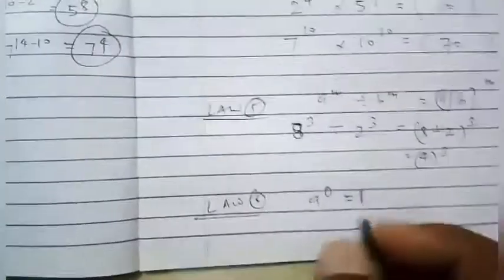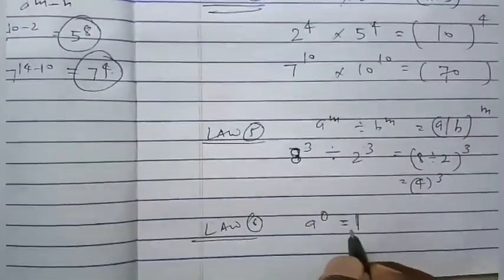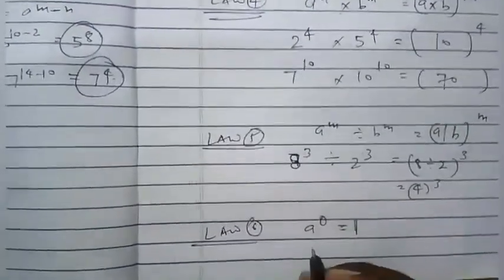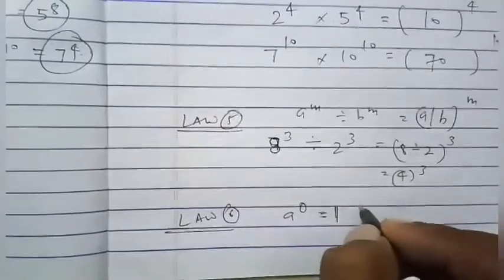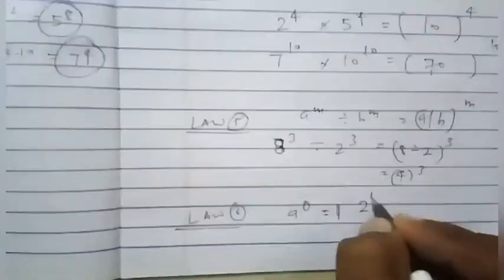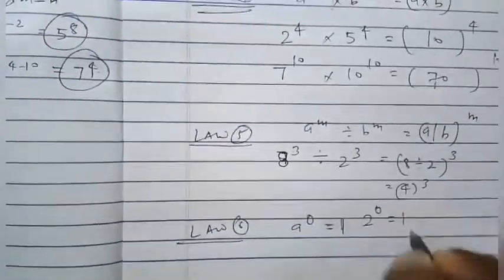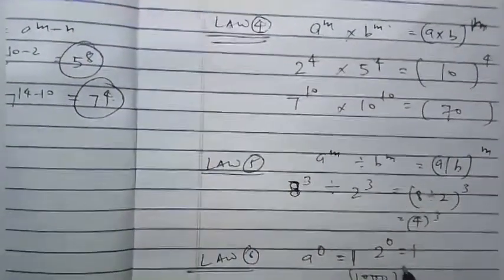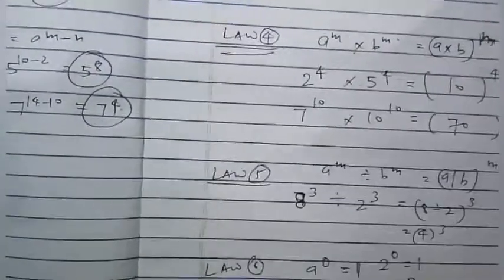And the last rule is a raised to 0 is equal to 1. It means if you are having any base and the exponent is 0, then the answer would always be 1. Suppose you are having 2 raised to 0, then the answer would be 1. Suppose you are having 1000 as the base and the power is 0, then the answer would be 1.